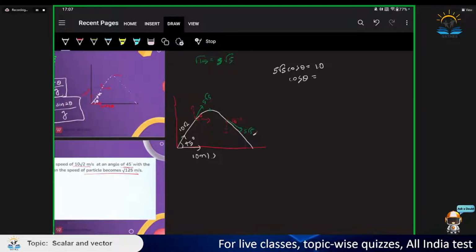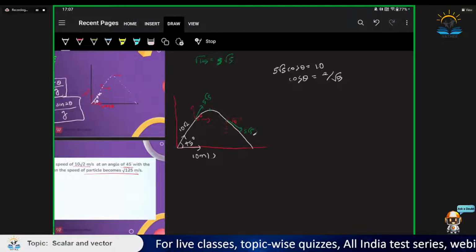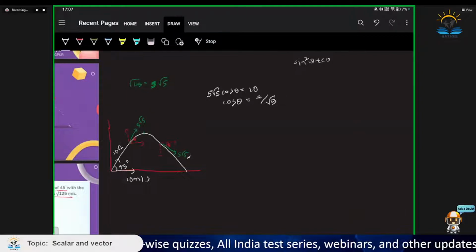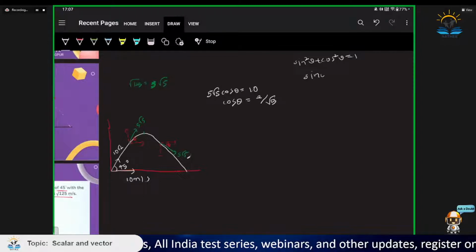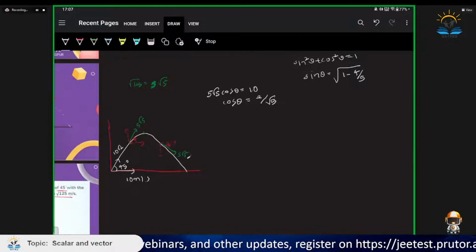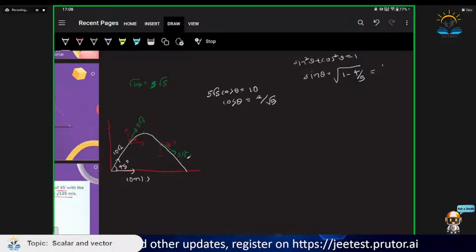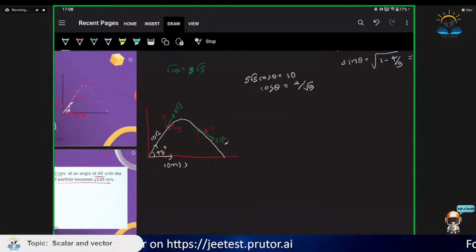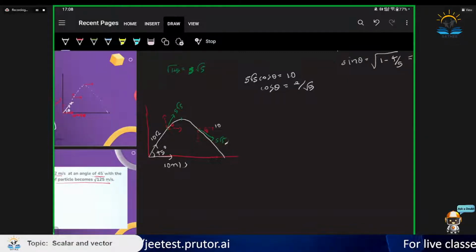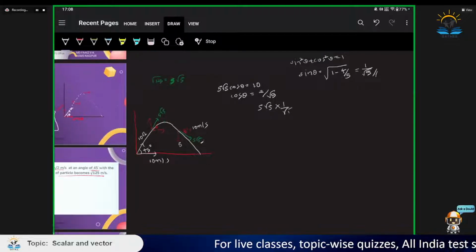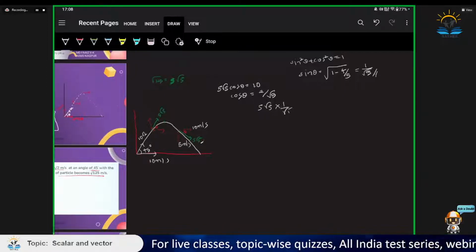We can write cos theta equal to 2 divided by root 5. If cos theta is 2 by root 5, we know that sine square theta plus cos square theta equals 1. From this equation we will get sine theta, which is root of 1 minus cos square theta, that is 1 minus 4 by 5, that is 1 by 5, so root 1 by root 5. So sine theta will be 1 by root 5. Here the horizontal component is 10 meter per second only, and the vertical component of velocity will be 5 root 5 into sine theta, that is 1 by root 5, that is 5 meter per second.